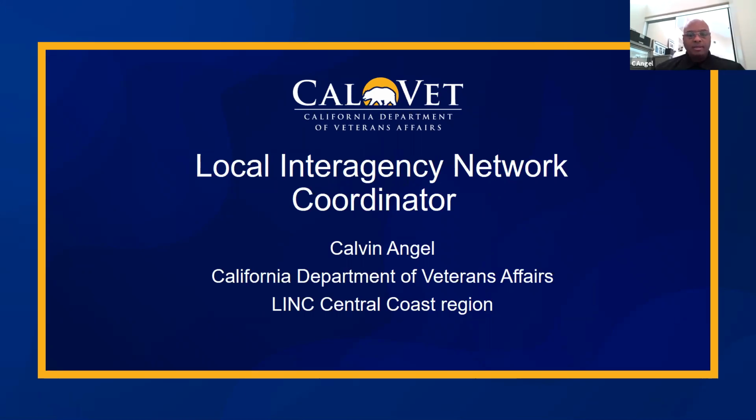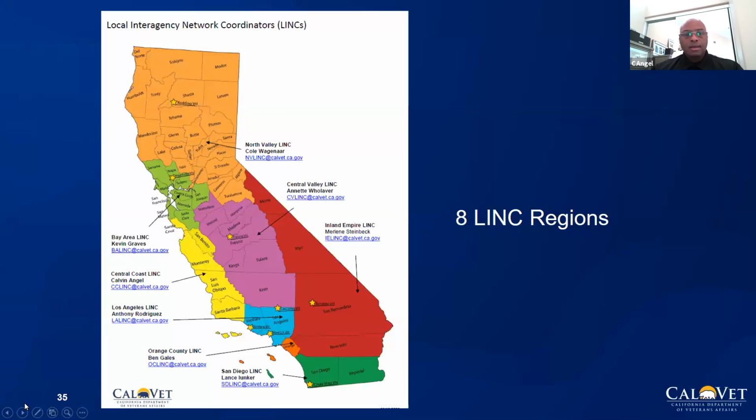As Kurt was saying, I am the local interagency network coordinator for Central Coastal California. There are actually 8 of us in the state of California that do the job of a link. As you can see in this map that I'm sure all of you were sent, the state is divided into 8 sections, not so equal sections, but 8 sections. In the center there is my region. From Santa Cruz to Santa Barbara County is a section that I cover. San Benito is also in there as well.